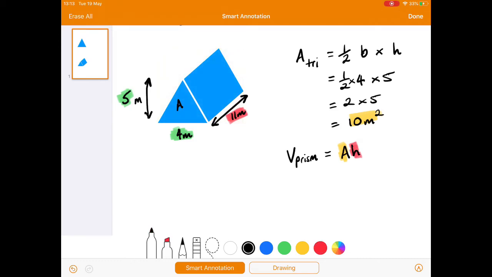So let's get started on working out what the volume is. So it's the area of the base, which is 10, and then the height of the prism, even though it's just been knocked over on its side, is 11. So it's going to be 10 times 11, which is 110 meters. And then because it's a volume, it's going to be cubed.